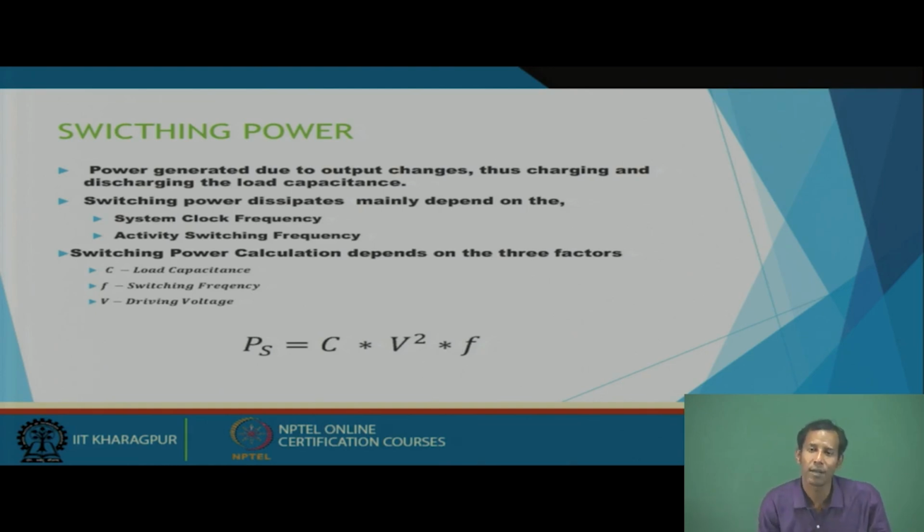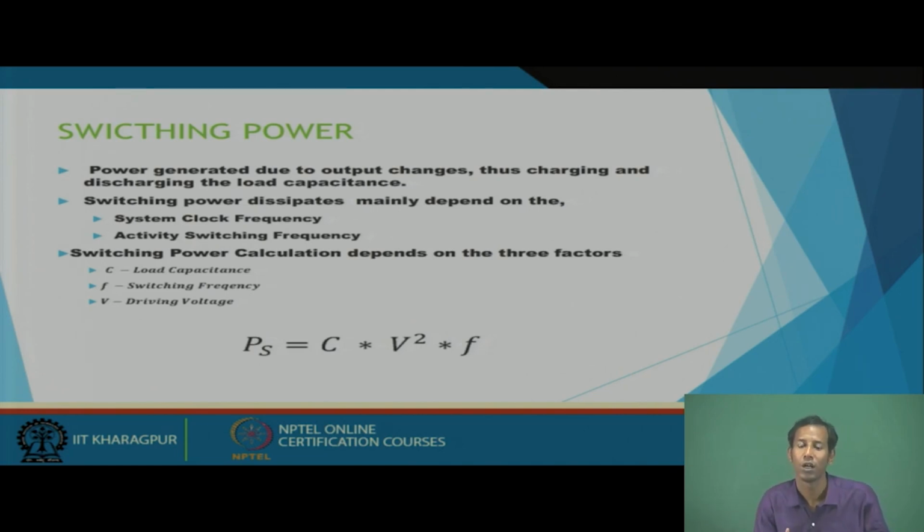Then again the third part is what? Voltage. Voltage means you need the supply voltage, which is nothing but the VDD. So, if you increase the VDD, at that time your power consumption will be more. If you use 1.8 volt, at that time the power consumption will be affected by V square.